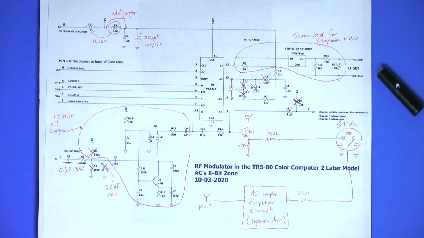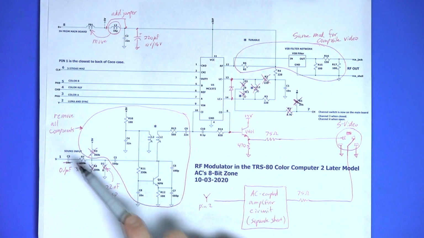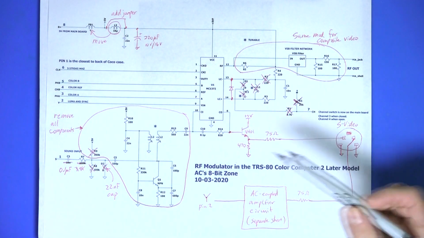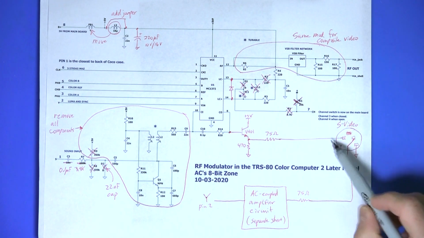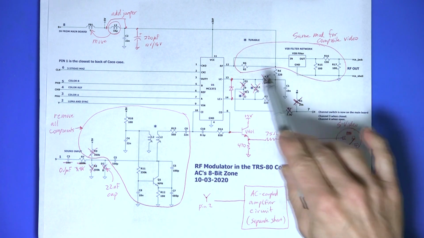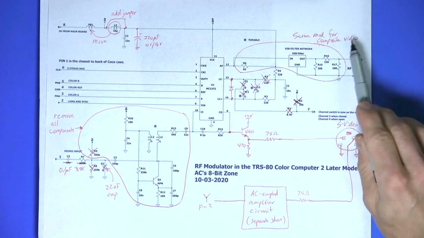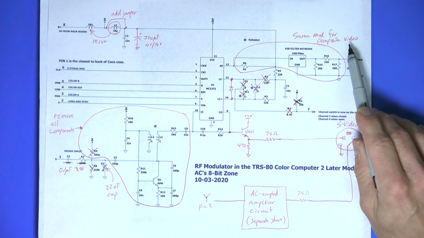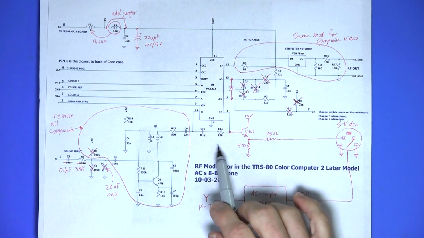And just like with the other circuit, this is the schematic for the newer version of the RF modulator, and a markup of all the changes that I made for the S-Video and its connector. And I noted this is the same mod from the other markup for composite video. Otherwise, the changes are basically the same.